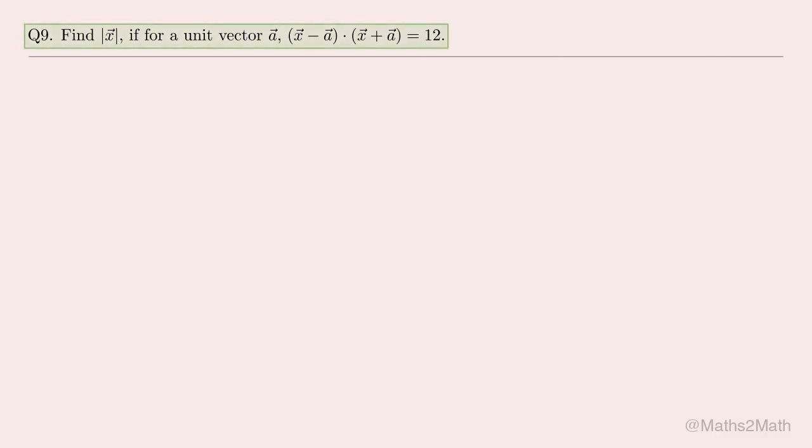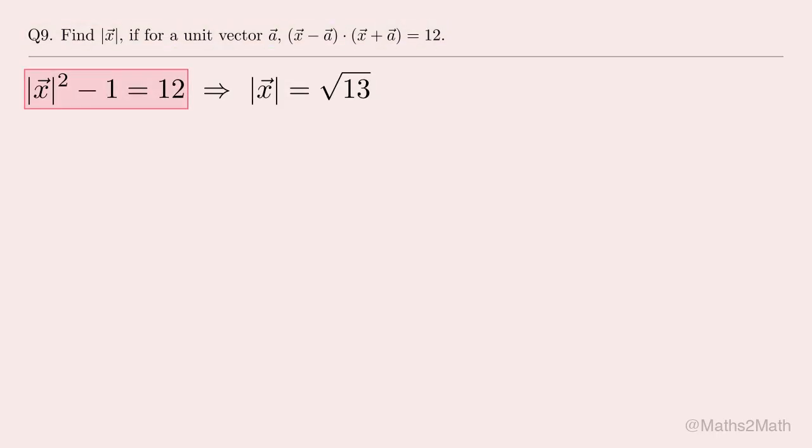Question 9. The difference of squares once more. The unit vector contributes exactly 1. X squared minus 1 equals 12. Magnitude root 13.